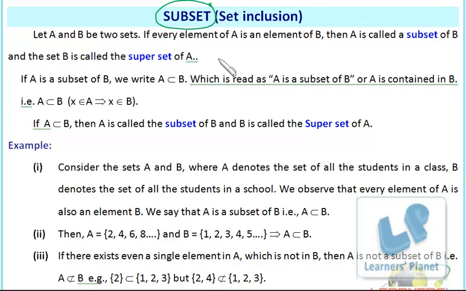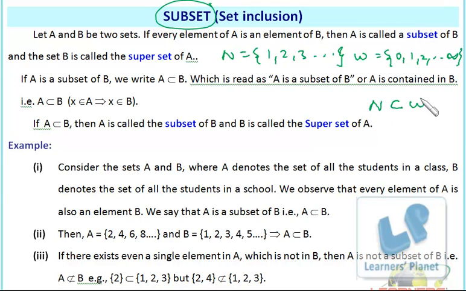Now I take a very small simple example. I have the set of natural numbers, N, and it is 1, 2, 3 till infinity. Then I have the set of whole numbers, W, that is 0, 1, 2, 3 till infinity. Now you can see every element of N is there in W. All the elements of N are there in the set of whole numbers. So N is actually a subset of W. Why? Because all the elements of N are there in W.